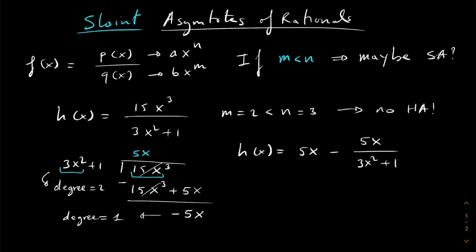And therefore, you can see here that my slanted asymptote is going to be y equals 5x. And this rational portion of my function is going to go to 0 because the degree of the bottom is bigger than the degree of the top. So y equals 5x is my slanted asymptote. And with that, we are done.